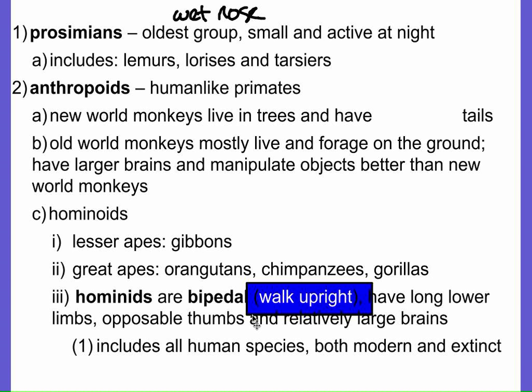So as long as you understand some of the basics for each one of these groups, you know what separates the prosimians from the anthropoids, you know specific things about New World, Old World monkeys, and that we're hominids, we walk upright on 2 feet, and that we're not the only hominids, we're just the only ones that are still alive. There are extinct versions of us.